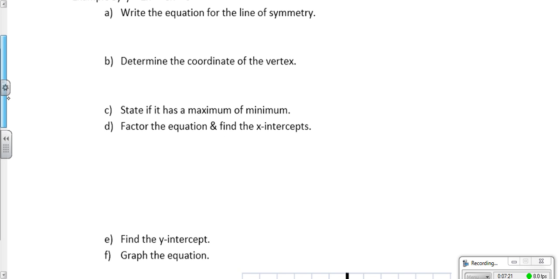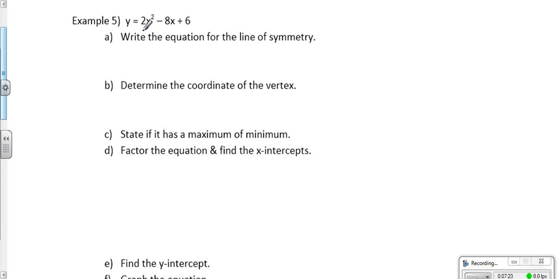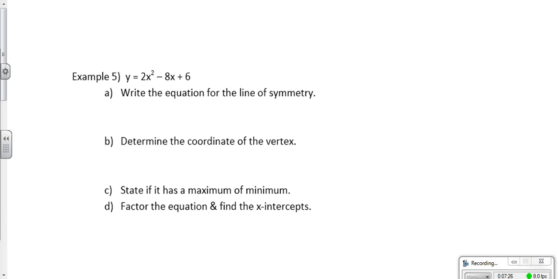Alright, let's take a look at this. Line of symmetry. So first of all, let's do what we've done before. A is 2, B is -8, and C is 6. The equation of the line of symmetry is x equals -b over 2 times a. So 8 over 4, which reduces to 2. So our line of symmetry is x equals 2.